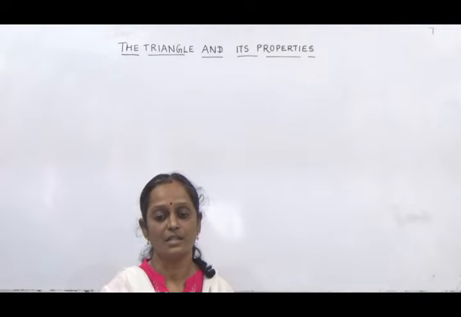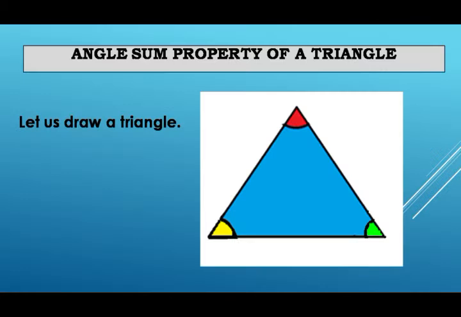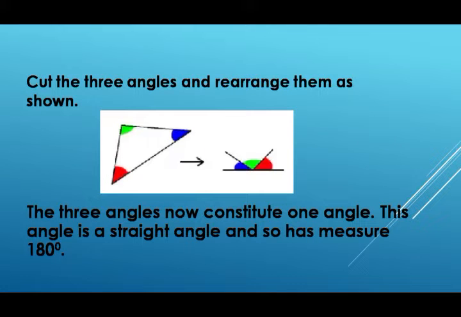angles of the triangle. Students, let us draw a triangle and cut the three angles and rearrange them as shown in the figure. Here, students, the three angles now constitute one angle. This angle is a straight angle. You know what is the measure of a straight angle? The measure of a straight angle is 180 degrees.